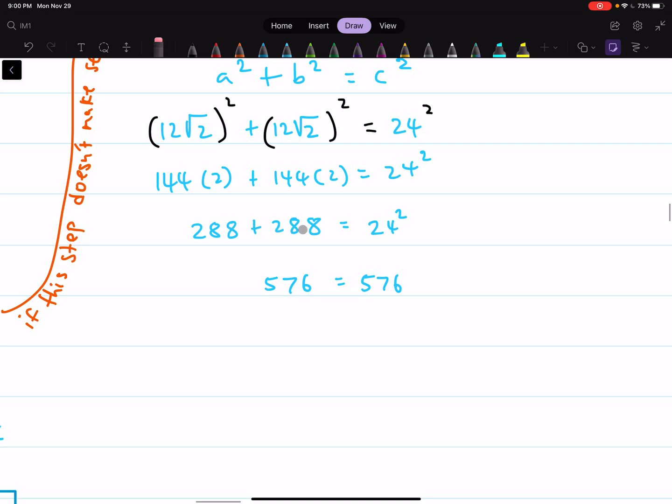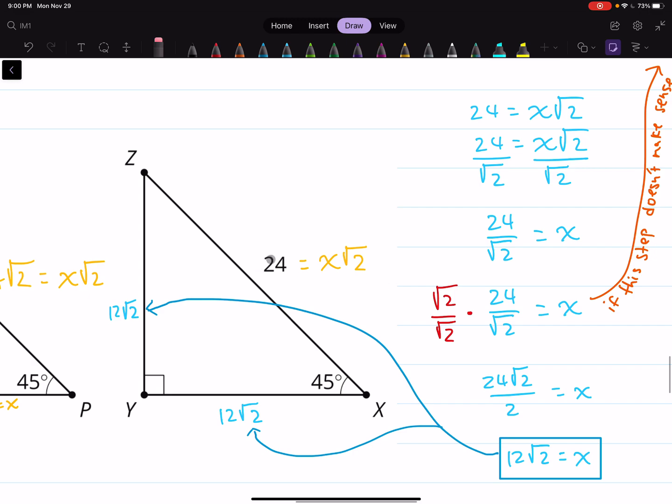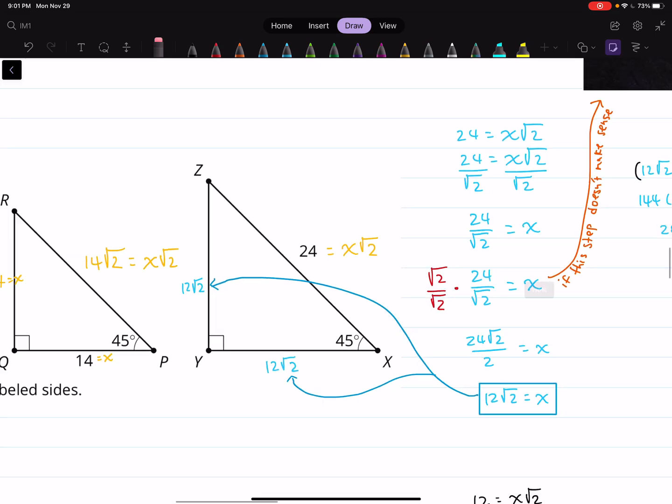And 288 plus 288 is 576. And 24 squared is actually 576. You can put it into a calculator to check. And as you can see, these two lengths do in fact equal that hypotenuse. So this is true, which means that I did the math correctly here: if the length is 24 for the hypotenuse of a 45, 45, 90 triangle, then the leg will be 12 square root of 2.